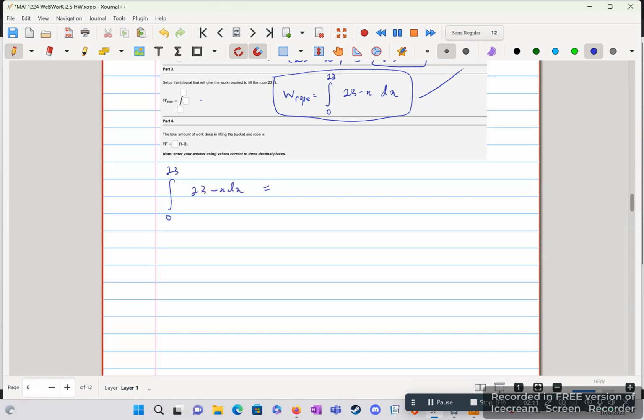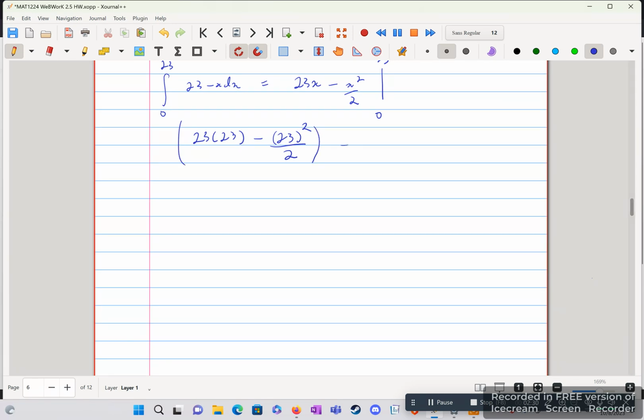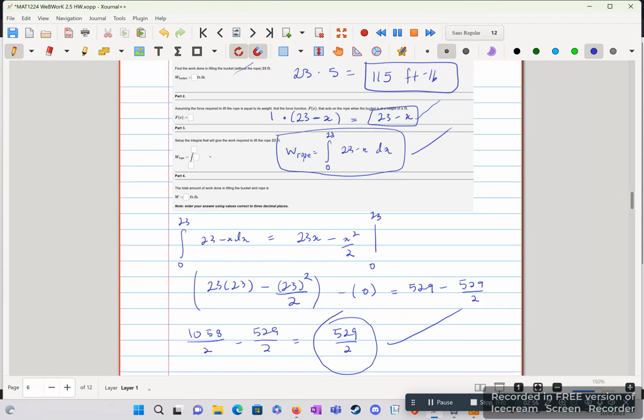Using the power rule, we know it's 23x minus x squared over 2, from 0 to 23. We're just going to have to plug in 23. 23 times 23, so 23 squared, minus 23 squared over 2, all of that minus 0. That is equal to 529 minus 529 over 2, which is 1058 over 2 minus 529 over 2, which is just 529 over 2. And that is our answer to question 6, I believe, part 4.